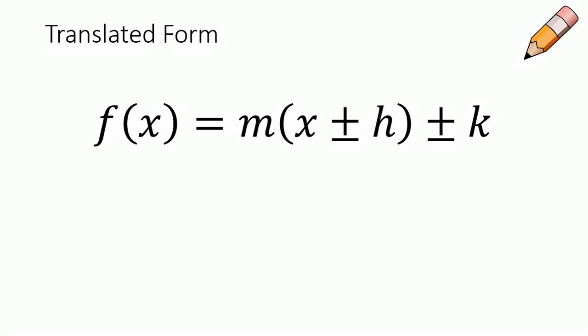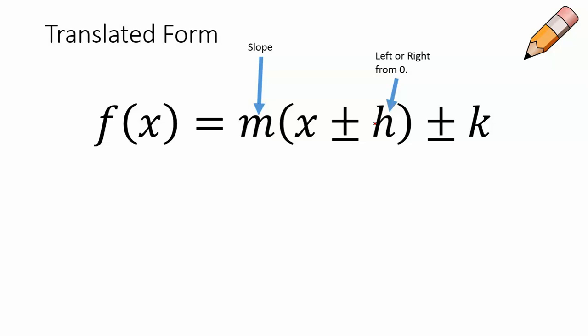f of x equals m times the parentheses x, either plus h or minus h. That's what this means right here. This will be either plus h or minus h, and then plus or minus k, whichever one it's going to be. Now your m is your slope. Kind of like for mx plus b, m was the slope. So m is still our slope.